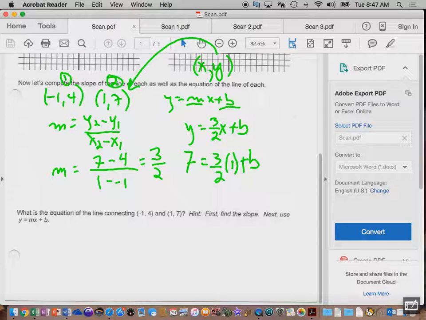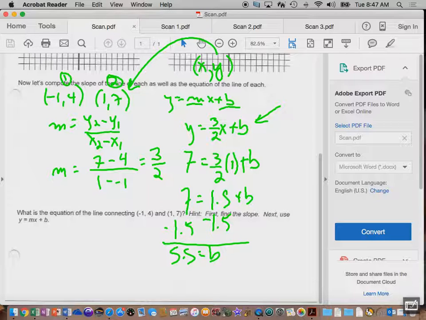The slick part of this is to recognize, and both points will work the same, that any point gives you your x and your y that you need to plug into this equation. And once you do that, you get 7 equals, I'm going to change this to 1.5 plus b, subtracting 1.5, whatever you want to call it. I get 5.5 equals b.